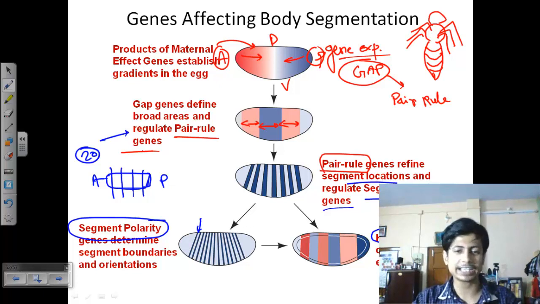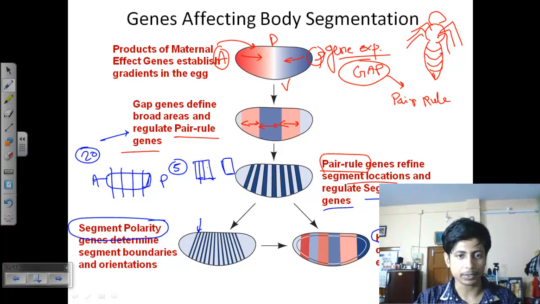Once the pair rule gene functionality is done, you take one of the broad areas. See, from this cake you will develop, say, 5 same segments. Pair rule genes define the segment locations, right? Then you take each of these segments, and segment polarity genes help in determining the boundaries. So now you know you have to cleave each of them into 4 pieces, and you start cleaving them into 4 pieces, like this way.